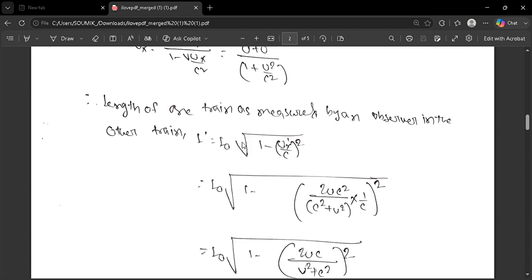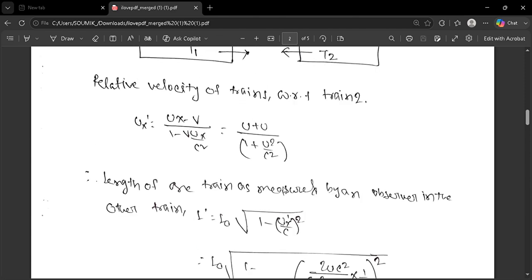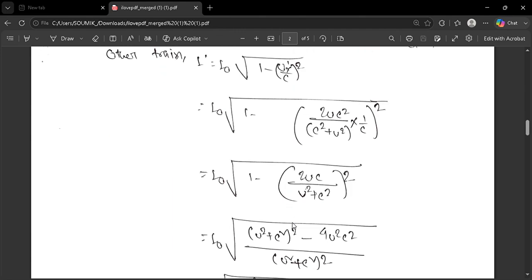So here it is L0 root over 1 minus (ux prime by c) whole square, not (v by c) whole square. That is important. We need to find the relative velocity of T1 with respect to T2 and substitute this ux prime here. That is the main trick here.